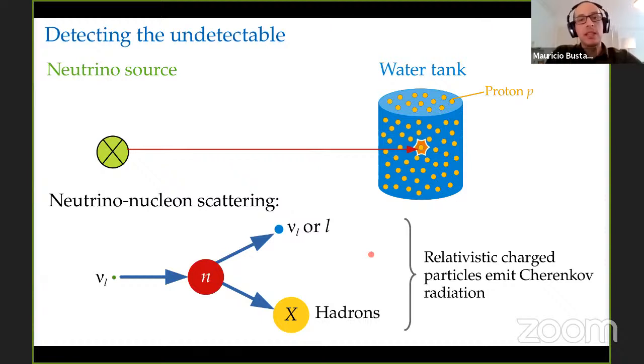Because when they do, they move faster than the speed of light in the medium, they can emit Cherenkov radiation that can be detected by photomultipliers or light sensors placed inside the detector.